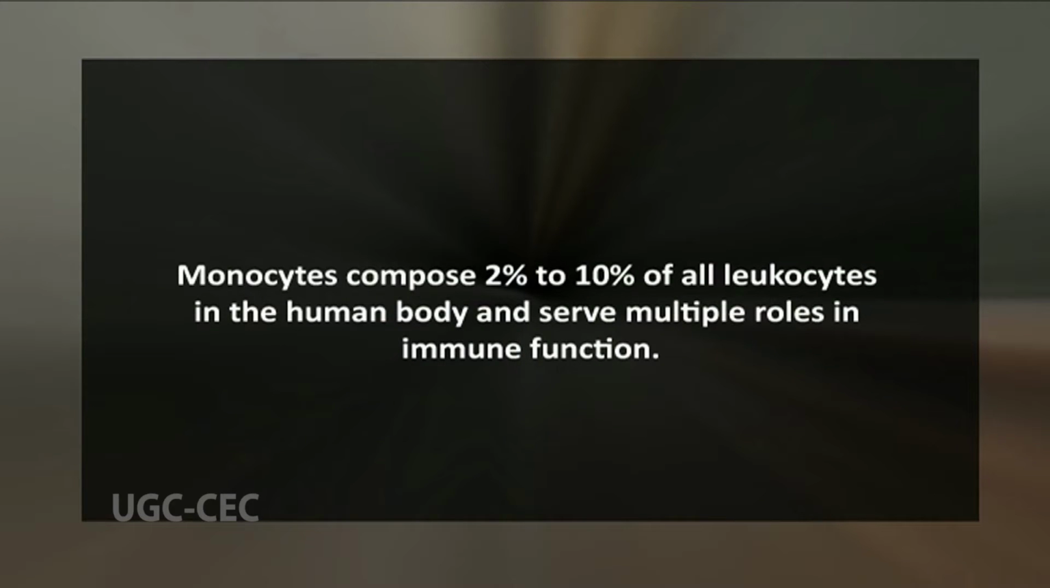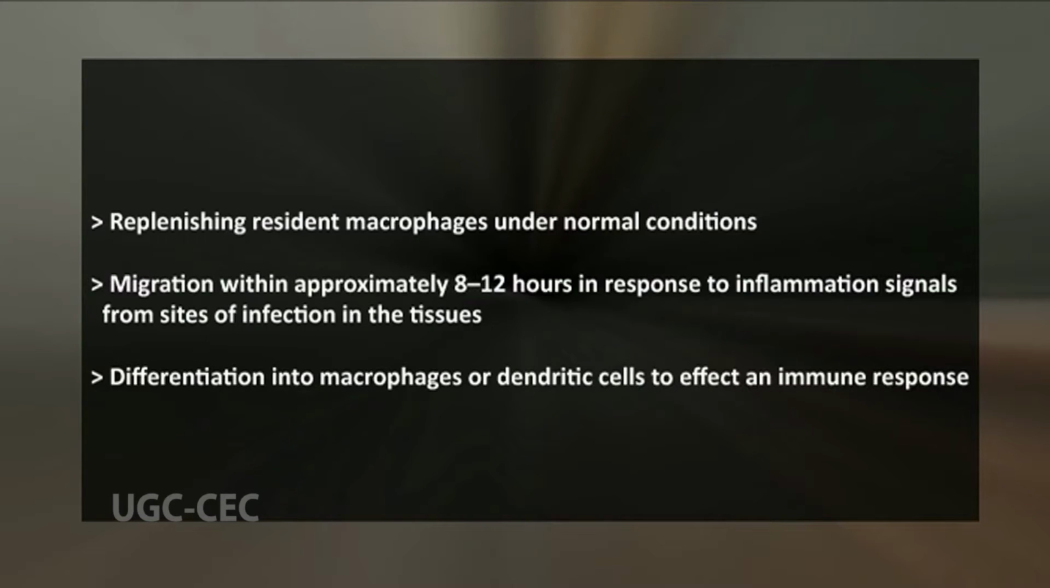Monocytes compose 2 to 10% of all leukocytes in the human body and serve multiple roles in immune function. Such roles include replenishing resident macrophages under normal conditions, migration within approximately 8 to 12 hours in response to inflammation signals from sites of infection in the tissues, and differentiation into macrophages or dendritic cells to effect an immune response.